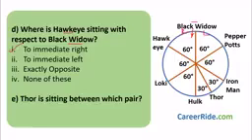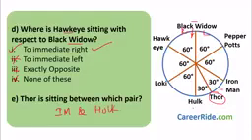Let us see other options also. To immediate left. No, left is not there. So this is wrong. Exactly opposite. No, none of these. No, immediate right is the answer. Thor is sitting between which pair? Here it is Thor, Iron Man and Hulk. Thor is sitting between Iron Man and Hulk. Okay, see how easy it gets with the diagram.